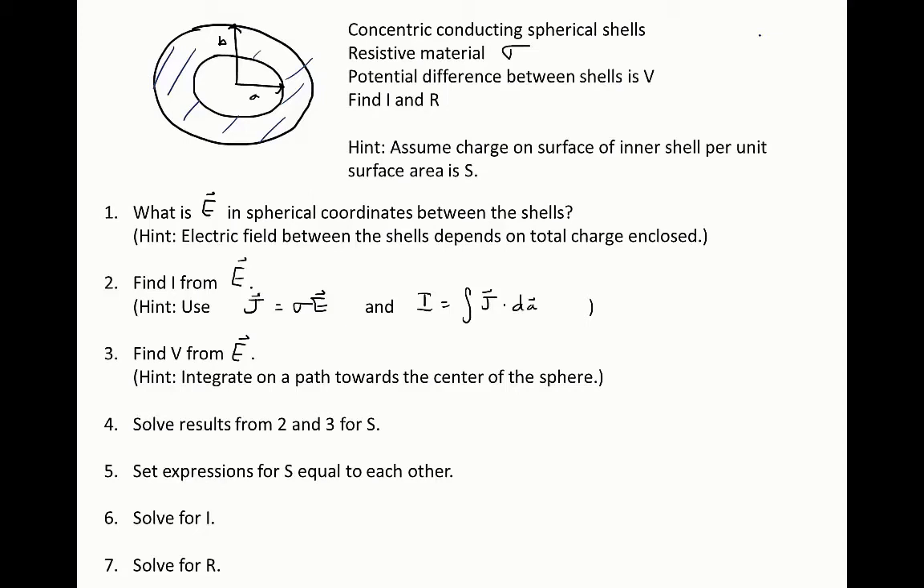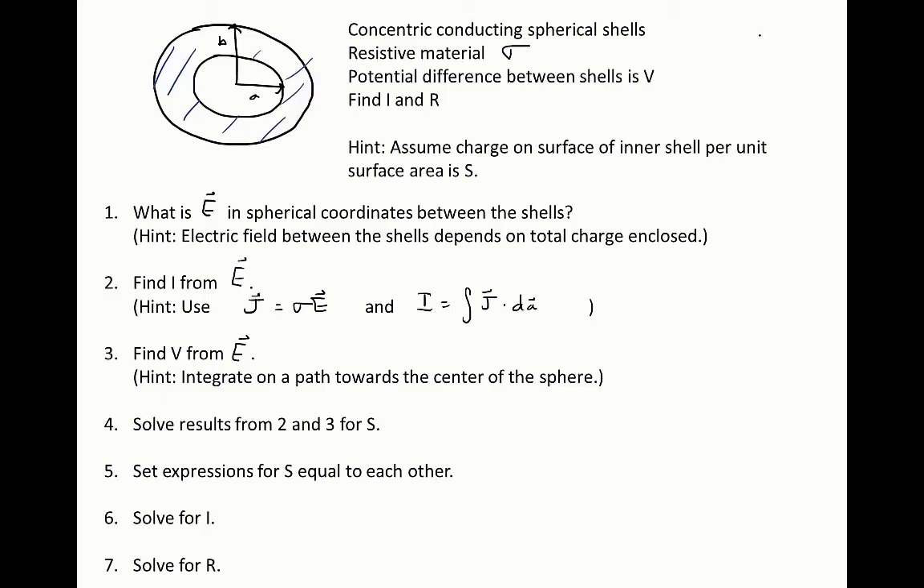Okay, so this doesn't look like a wire. We have current flowing outwards in a sphere. So think of a Gaussian sphere as your surface area for the current flowing out. Okay, so I've written out all the steps you need to go through to solve this problem.